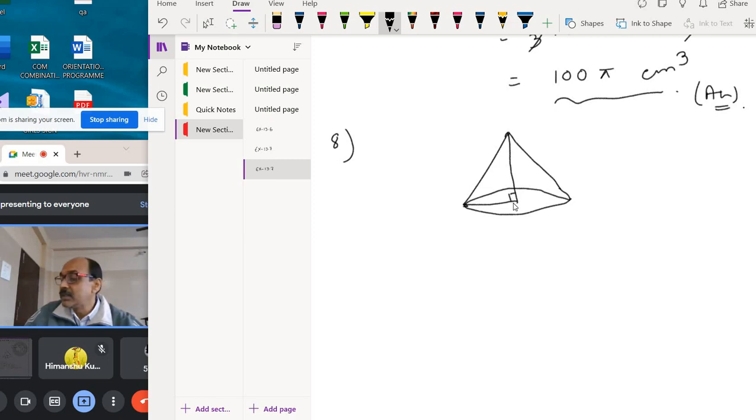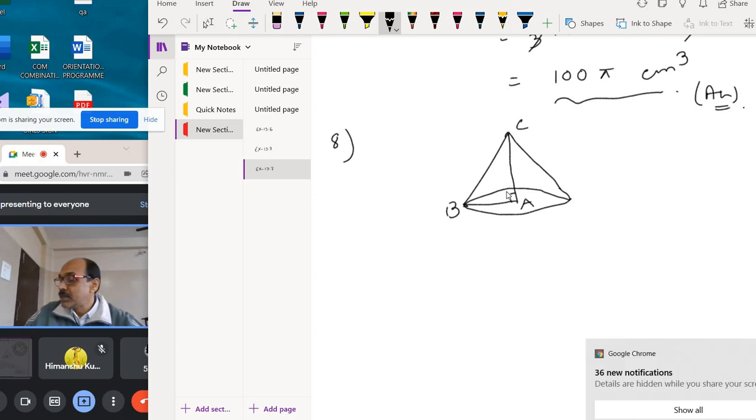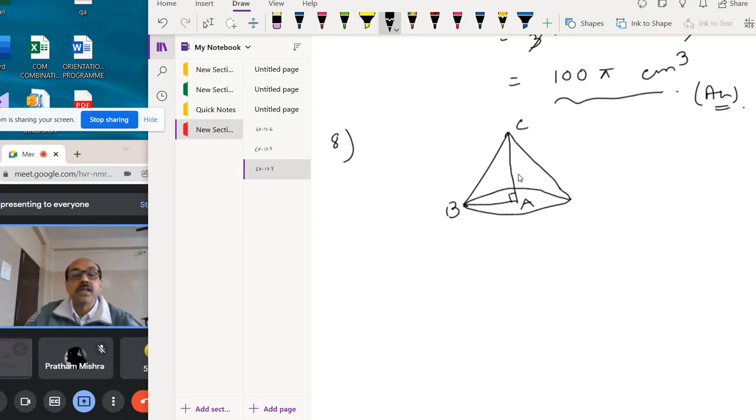This is 90 degree. This is A, B, C. Side is 12. This changes: the question is about revolving about the side 5 centimeter. So this is 5, this is 5, this is 12.